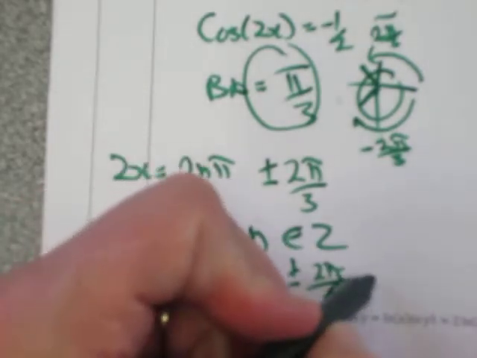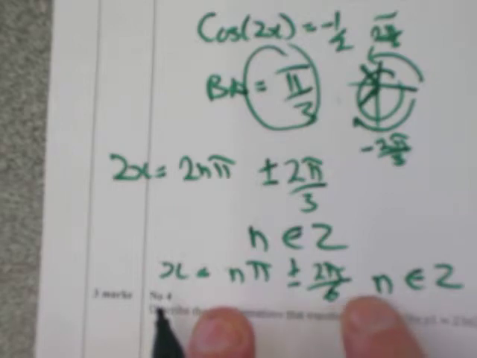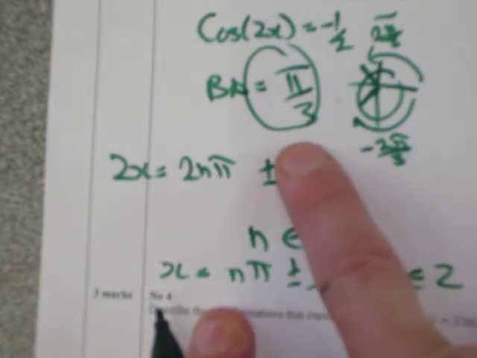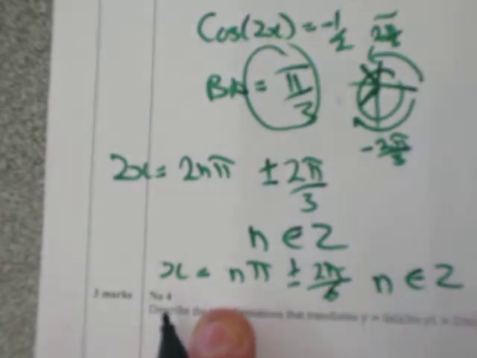Remember, people get confused about this. Remember, you're solving, that's not the angle. This is x, so it's different. So 1 mark for that, and 1 mark for that. Pretty tough. Alright, last question.